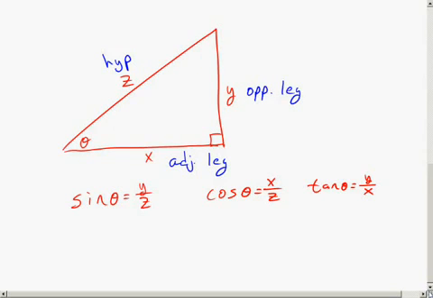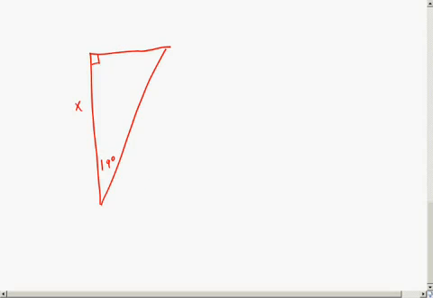Let's look at an example. So I've got a right triangle, and let's say this angle down here is 19 degrees. And I don't know what this side is, but I know the hypotenuse here is 25. Okay? And the problem might ask you to find x.